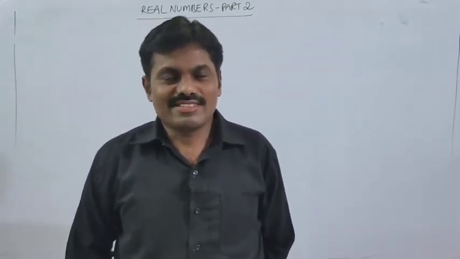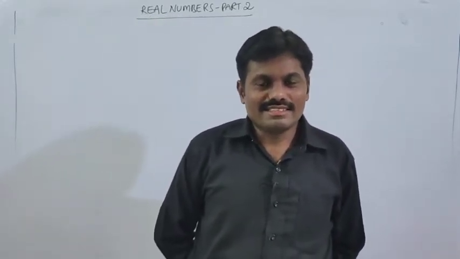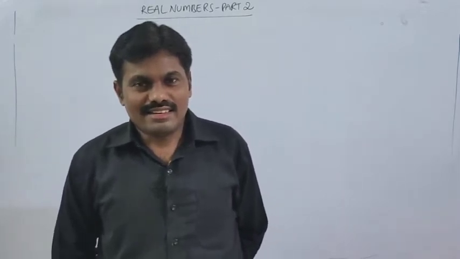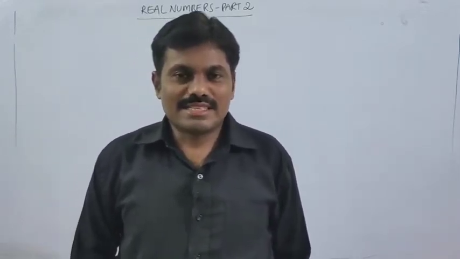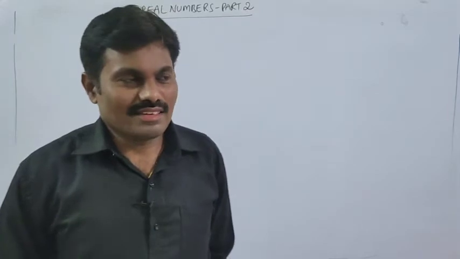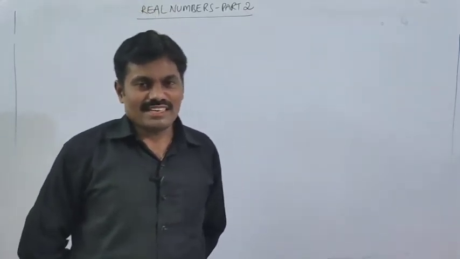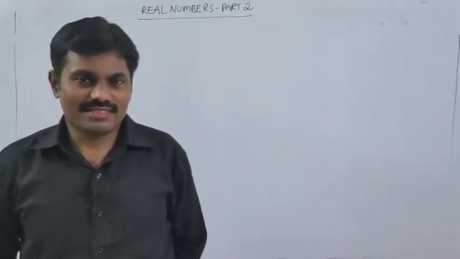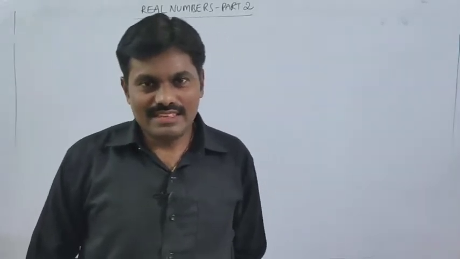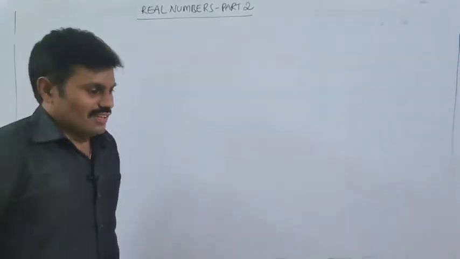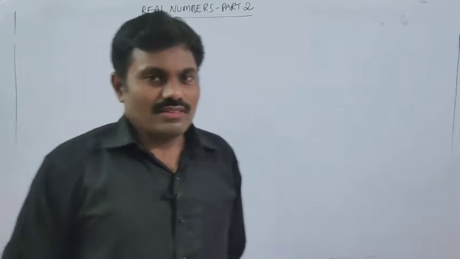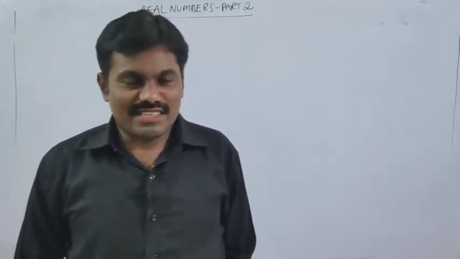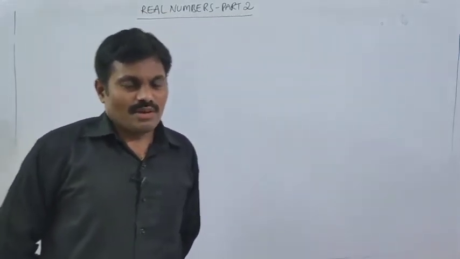See, in the previous class we discussed the number system, rational numbers, irrational numbers, and the collection of rational and irrational numbers is called the set of real numbers. These all points we covered. In this session we talk about irrational numbers once again with some examples.